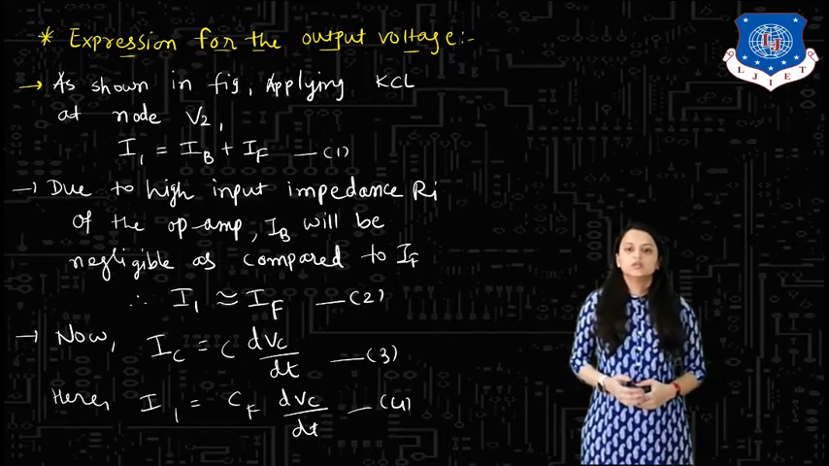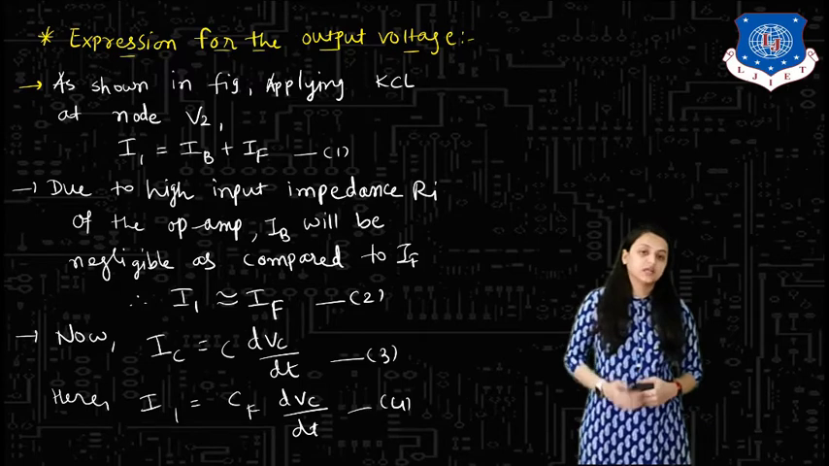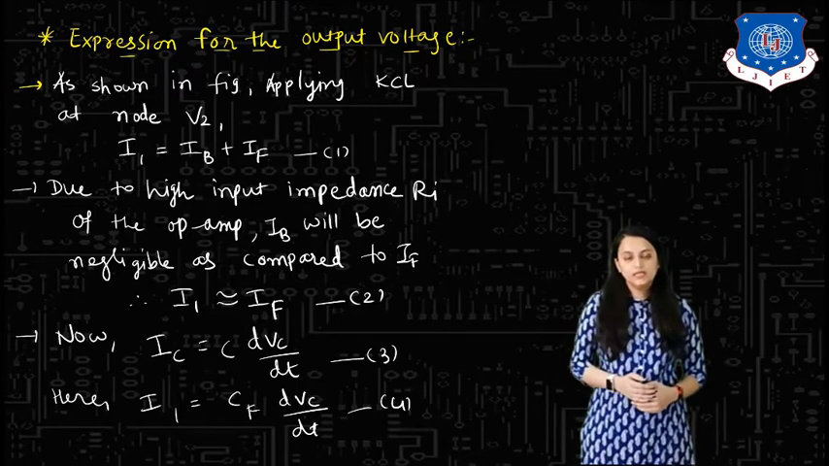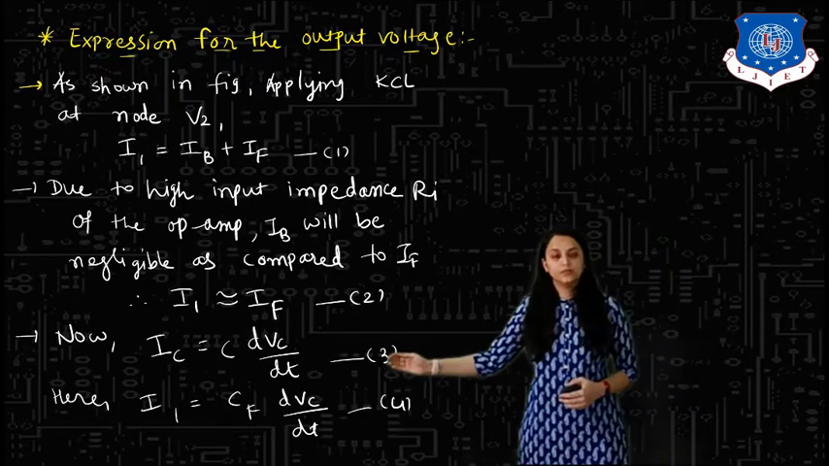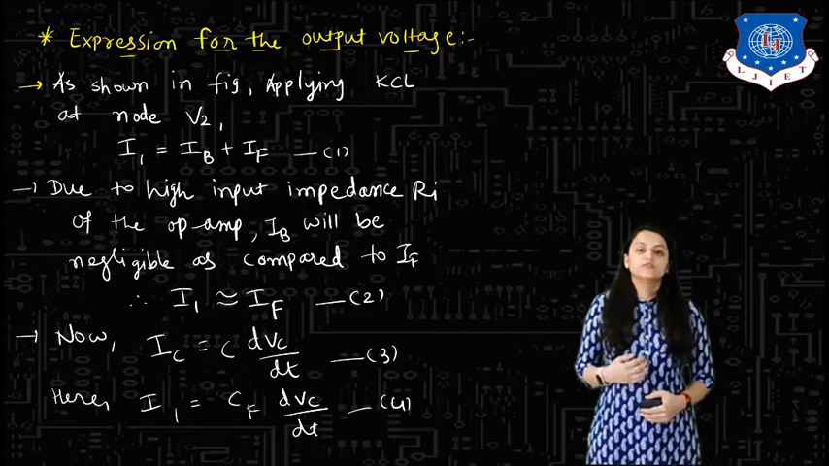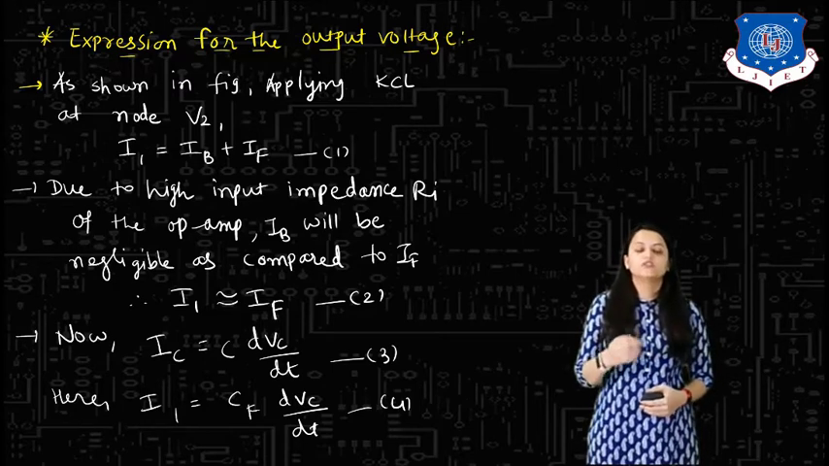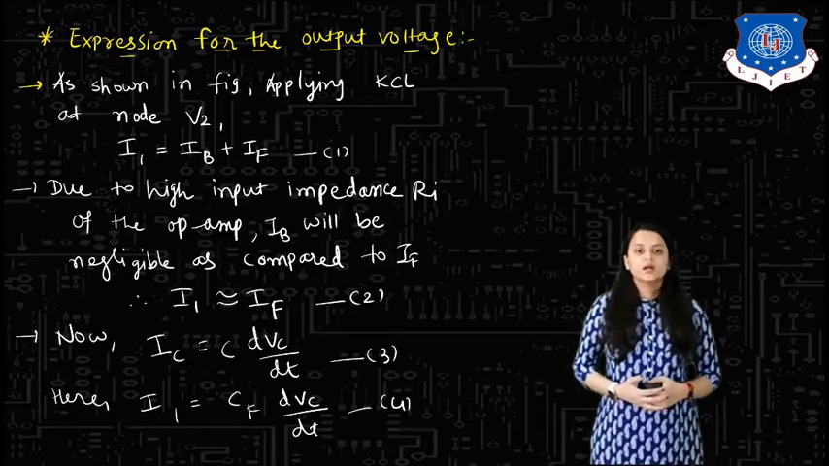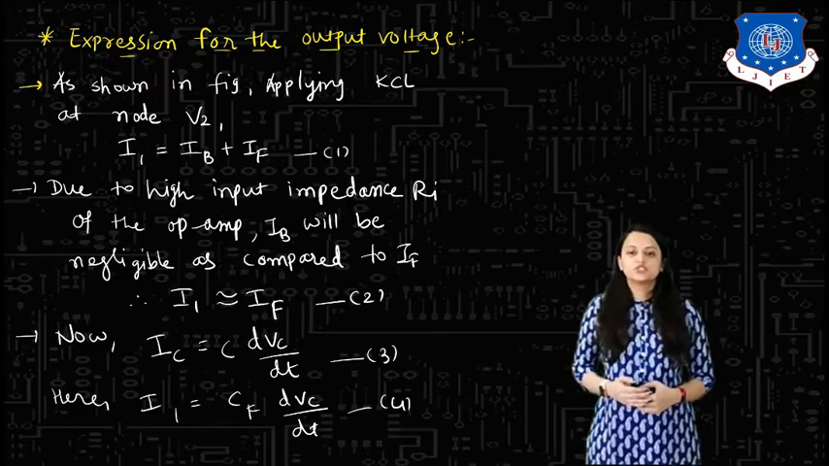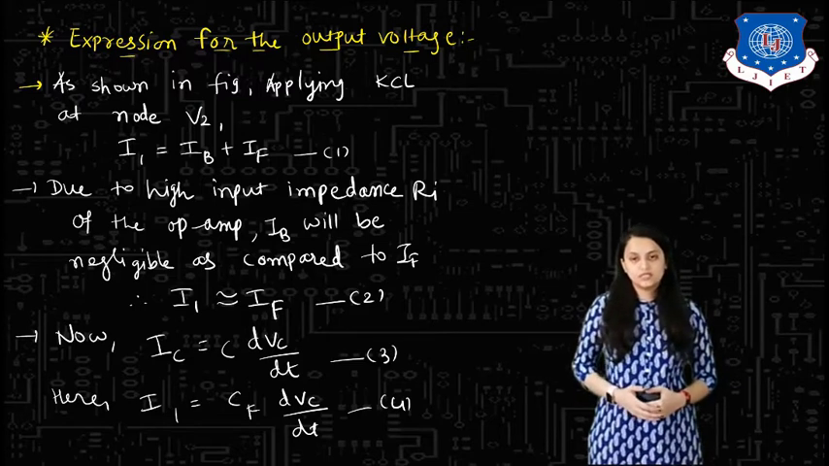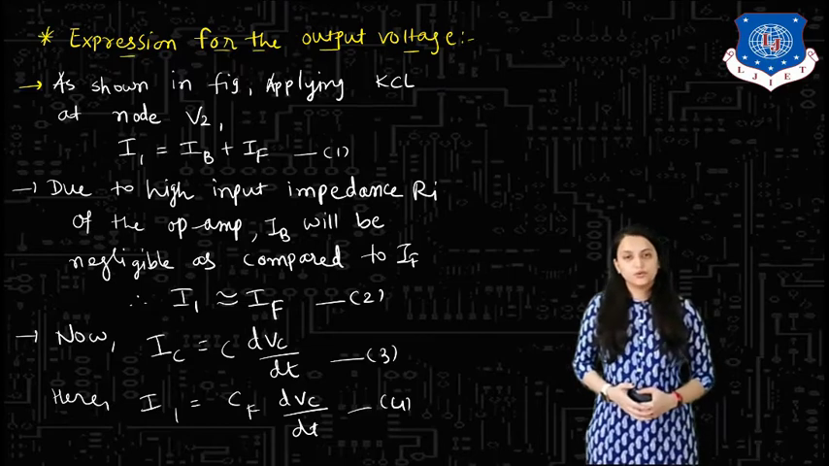Now, IC, the capacitor current, is given as C dVc by dt. Let us give it equation number 3. Here C is the capacitance and dVc by dt is the change of capacitor voltage with respect to time. So I1 equals Cf dVc by dt, where Cf is the feedback capacitance. Let us give this equation number 4.